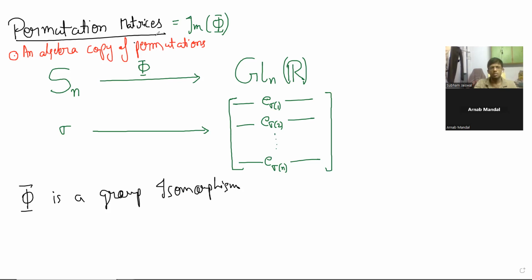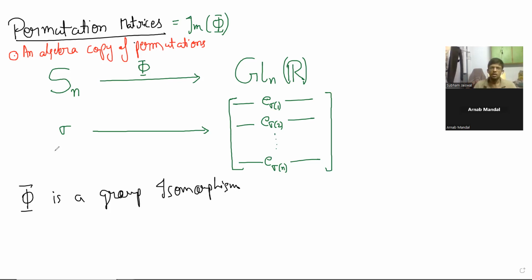So let us see. We have to take the elements phi of sigma, sigma in Sn. You can take it anything, I'm just denoting it by sigma. It's just a notation, right? Okay, so there is the identity, that is phi of e equal to I, where I belongs to GLn(R). Identity permutation goes to identity matrix.